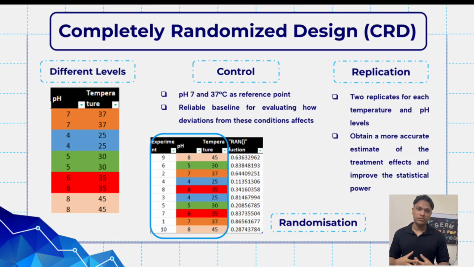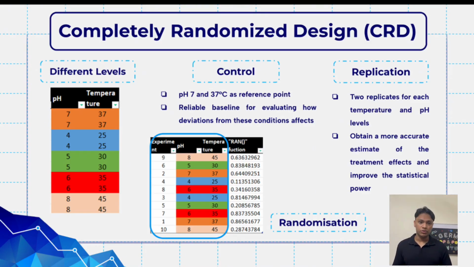Firstly, in our experimental design, we have two factors, temperature in degrees Celsius and pH. Each factor has multiple levels that we tested across different experimental runs. For instance, temperature levels include 25, 30, 35, 37, and 45 degrees Celsius, while pH levels are set to 4, 5, 6, 7, and 8. This setup allows us to observe how variations in both temperature and pH can affect the response variable. By including multiple levels for each factor, we can effectively assess their individual and interactive effects on the outcome.